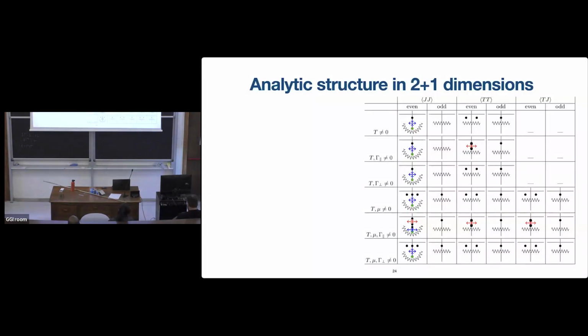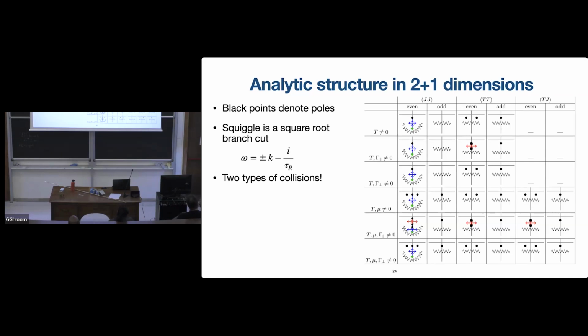Okay. So much about 3+1. In 2+1, the story again is very similar, except now, so you have these black points. These squiggles now are these square root branch cuts, but the branch points are in the same place as before because we're in the massless case.